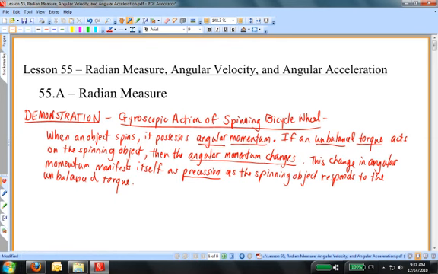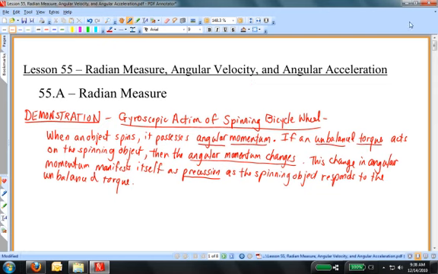When an object spins, it possesses angular momentum. That will be a product of something called its moment of inertia and its angular velocity. And angular velocity is something that we will be talking about in this lesson. If an unbalanced torque acts on a spinning object, then the angular momentum changes. This angular momentum manifests itself as precession as the spinning object responds to the unbalanced torque. So the bicycle wheel was changing the direction that the axle was pointing as it hung from the rope, trying to respond to this unbalanced torque that was acting on it.